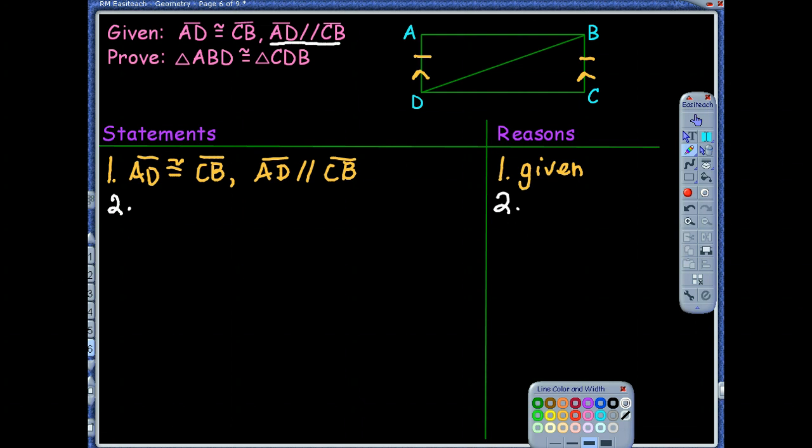Okay, so as I look at this, I know that there are some alternate interior angles that are definitely going to be congruent because I've got some parallels. And I'm looking at angle ADB and angle DBC. Those are the angles that I want to talk about being congruent because they go from the parallel to that transversal.